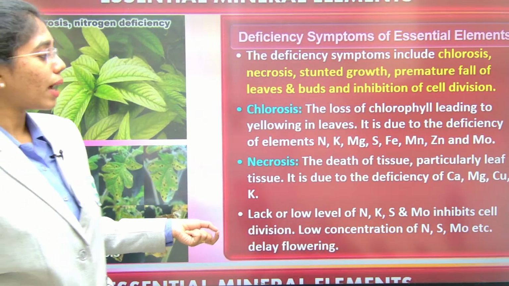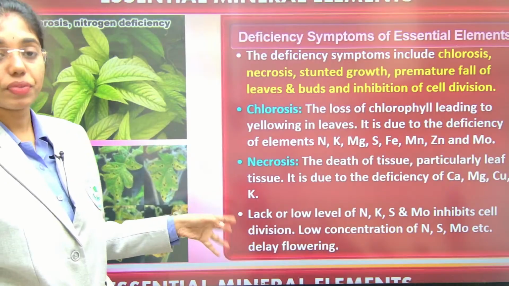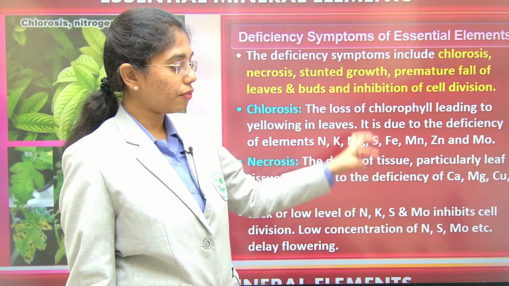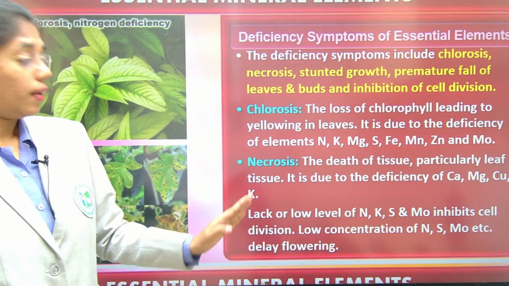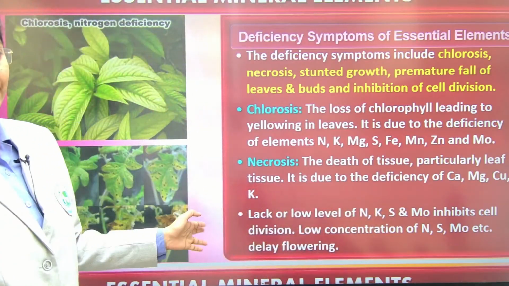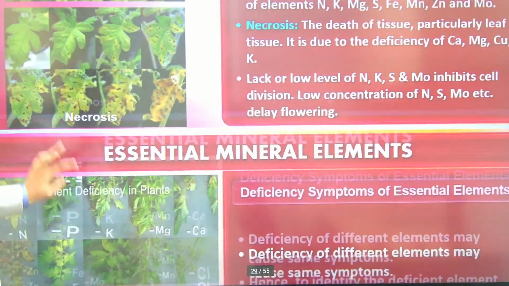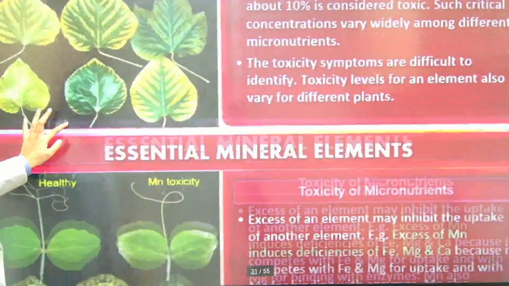Necrosis occurs due to absence or deficiency of what? Calcium, magnesium, copper and potassium. Lack or low levels of nitrogen, potassium, sulfur, molybdenum will inhibit cell division. Low concentration of nitrogen, sulfur, molybdenum, etc. will delay flowering. These are the deficiency symptoms that we have done till now.